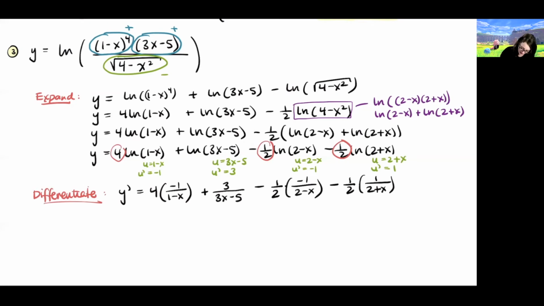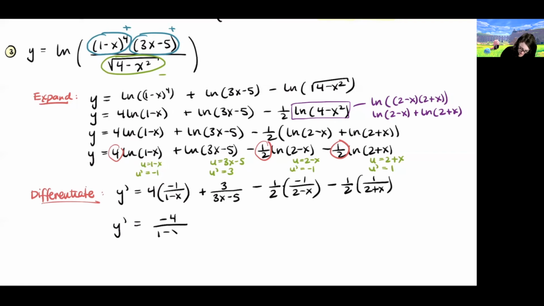So I don't know, a last thing here to just simplify, we might just put these together into a single fraction, but it's not that big of a deal. So I would just say this is -4 over 1 minus x plus 3 over 3x minus 5. This will end up being plus 1 over 2 parentheses 2 minus x and minus 1 over 2 parentheses 2 plus x. And there's our derivative.